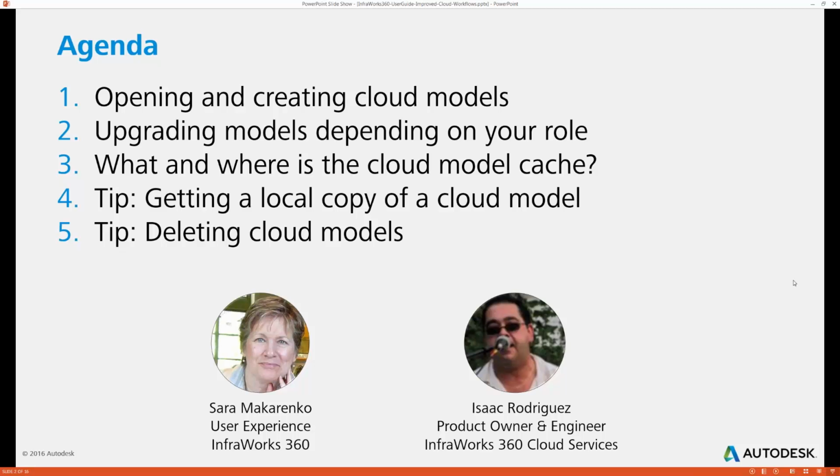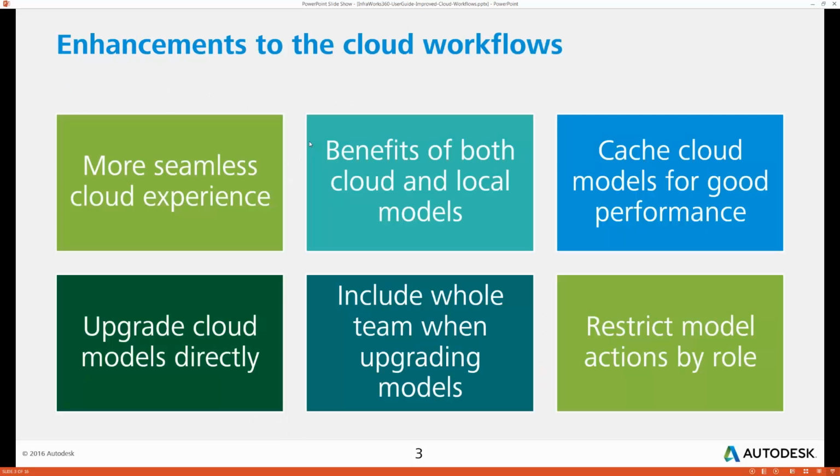All right, so let's explain why we're going through this. With the latest release of InfraWorks, we're trying to provide a more seamless cloud experience. But at the same time, we know some people like to work with local models, so we're trying to give you the benefits of both the cloud and your local models if you wish to have them. We've got a new concept of a cache to store the cloud models so that it provides good performance, and the system has a predictable location so it can find those cached models.